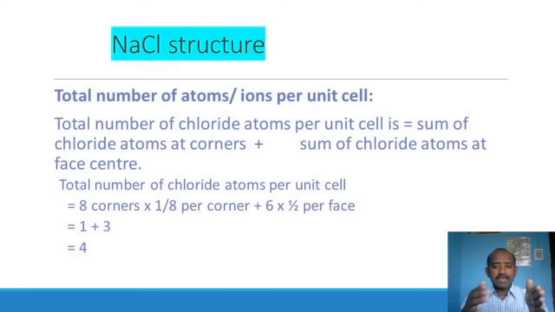And there are the 6 faces. In the 6 faces, the central atom is a chlorine. In such a case, that atom is shared with another unit cell, that is, it is shared by 2 unit cells, so 1 by 2 into 6 faces, we will get 3. 1 plus 3 is equal to 4. It means that the total number of atoms per unit cell contributed by the chloride atoms is 4.